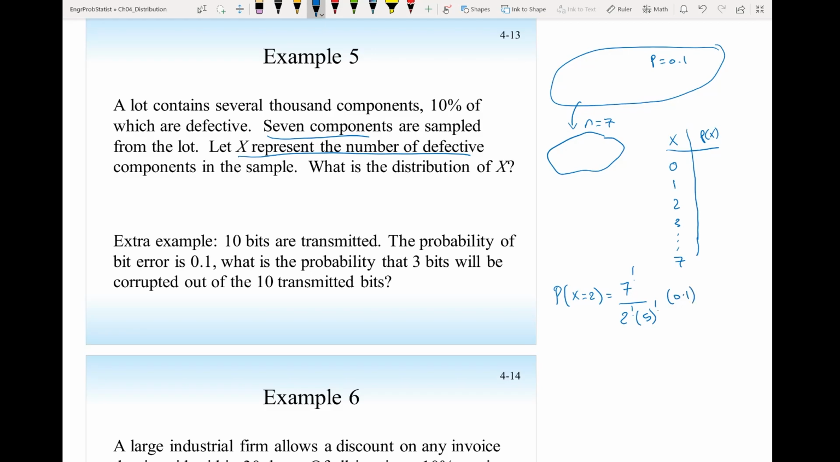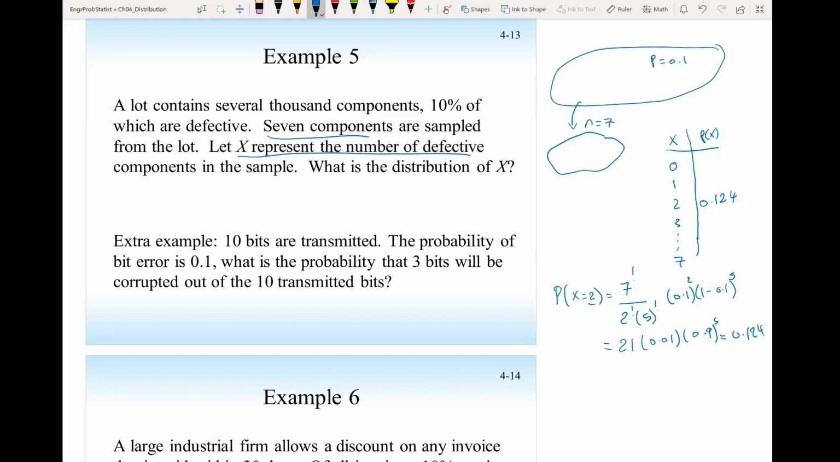How many defect I have? 2. Times the probability of not defect, 1 minus 0.1, to the power of how many not defect? 7 minus 2 is 5. And if you calculate this, you should get here 21 times 0.01 times 0.9 to the power of 5. And this should give you 0.124. So here it will be 0.124. And you can do the same thing for x equals 0, x equals 1, up to x equals 7.